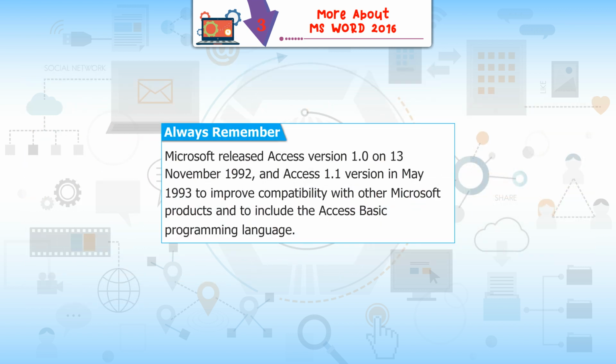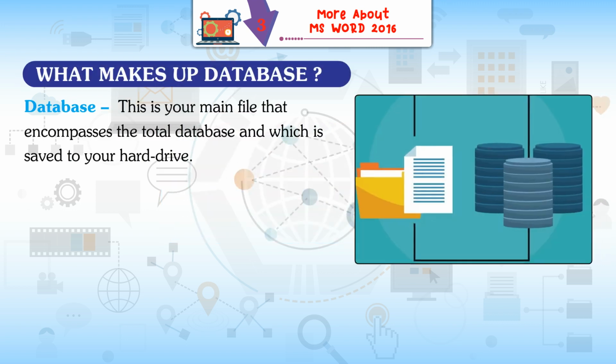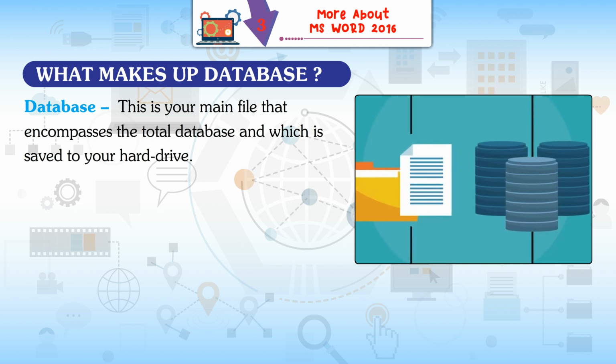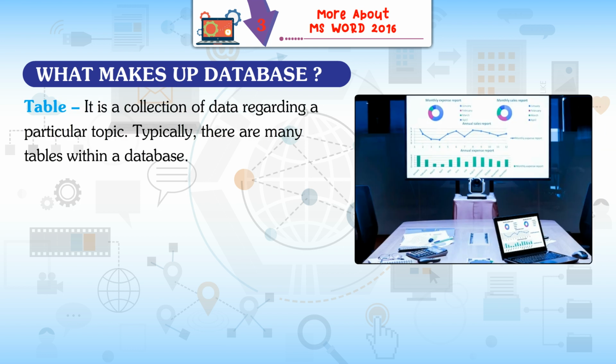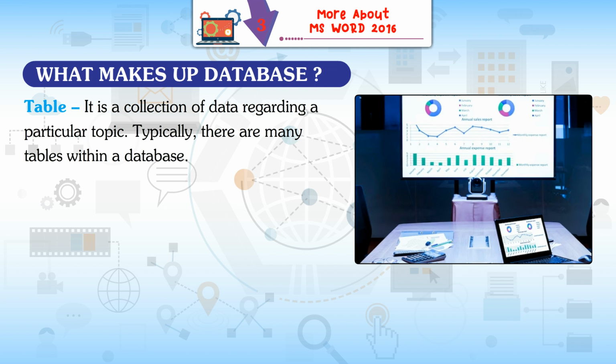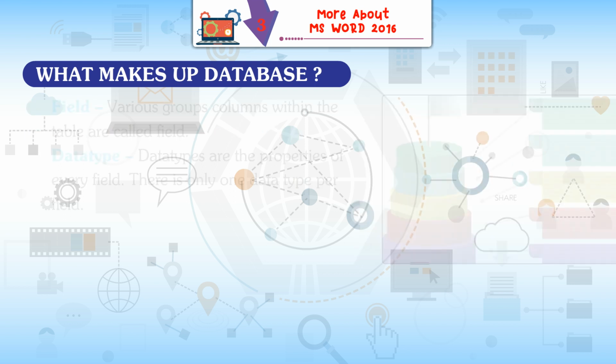Always remember, Microsoft released Access version 1.0 on 13th November 1992 and Access 1.1 version in May 1993 to improve compatibility with other Microsoft products and to include the Access Basic Programming Language. What makes up a database? Database. This is your main file that encompasses the total database and which is saved to your hard drive. Table. It is a collection of data regarding a particular topic. Typically, there are many tables within a database.